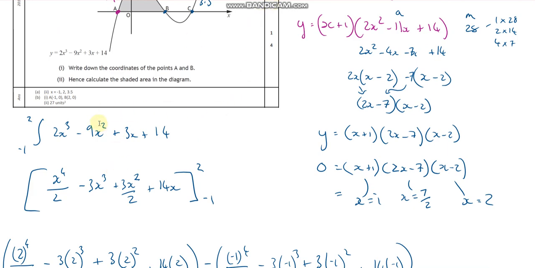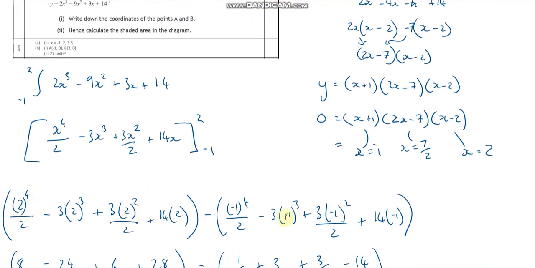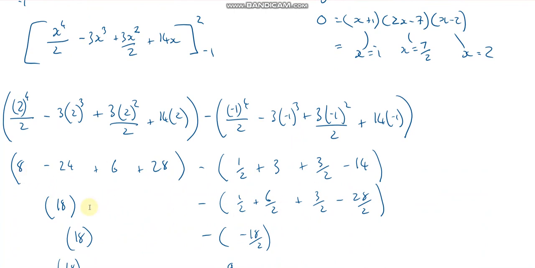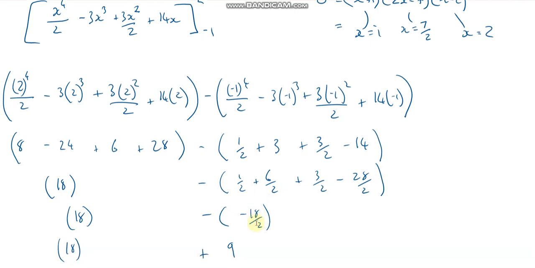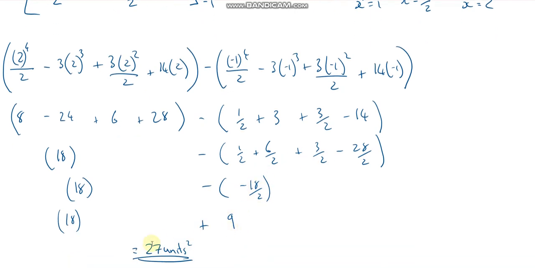Okay, so yeah, that's your first line with your substitution. And then your second, that would come out quite nice, just 18. And what's your double negative here? 18 divided by 2, put it into halves, so end up with 9. 27 is your final answer.